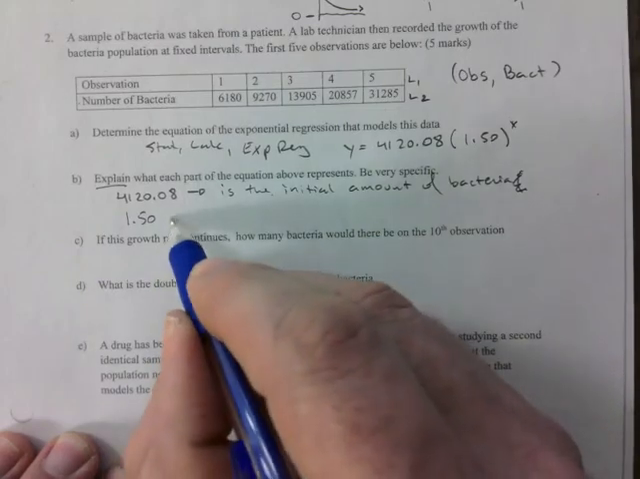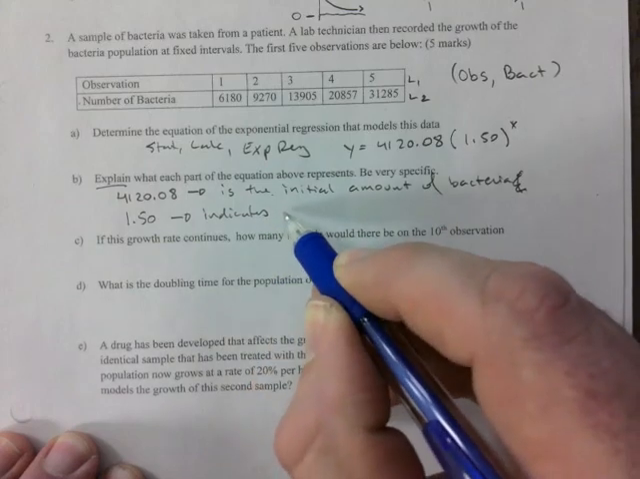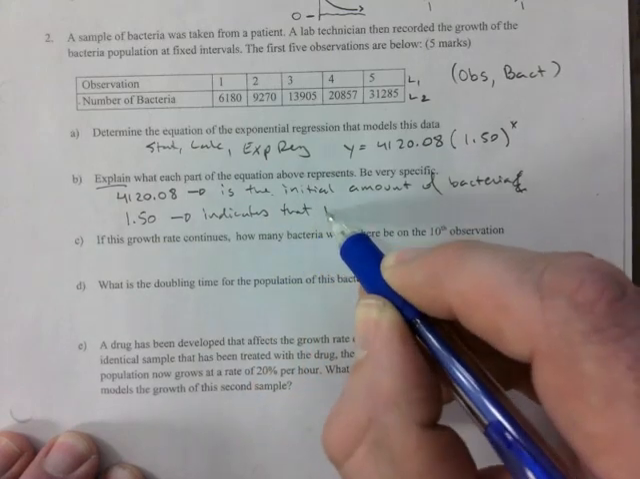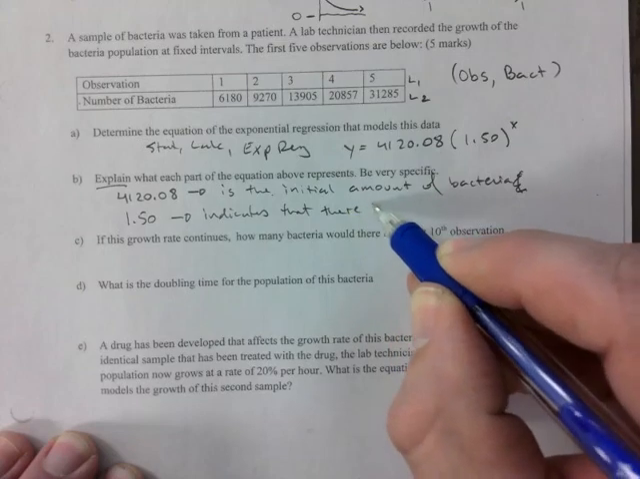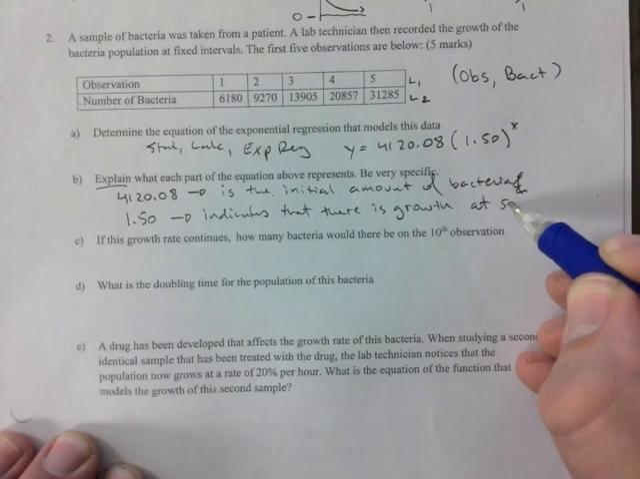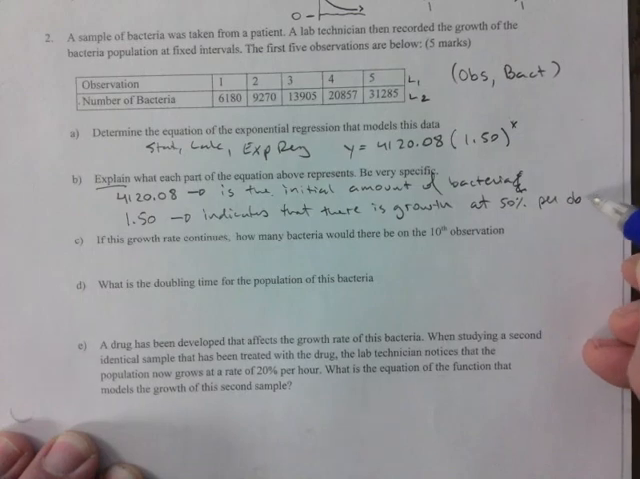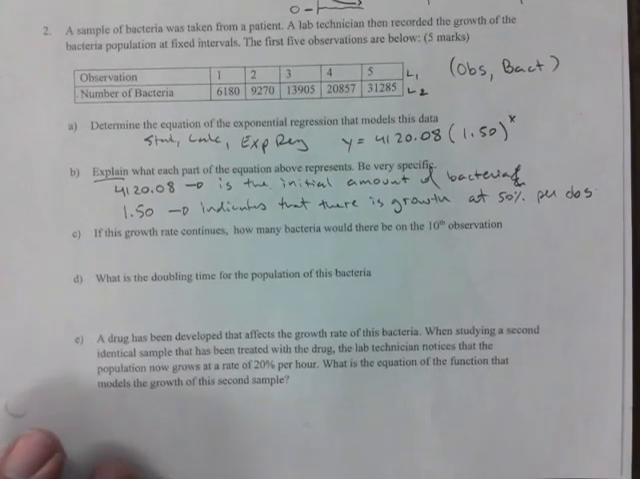1.5 indicates that there's growth at 50% per observation. If you have something like that, I would be fine.